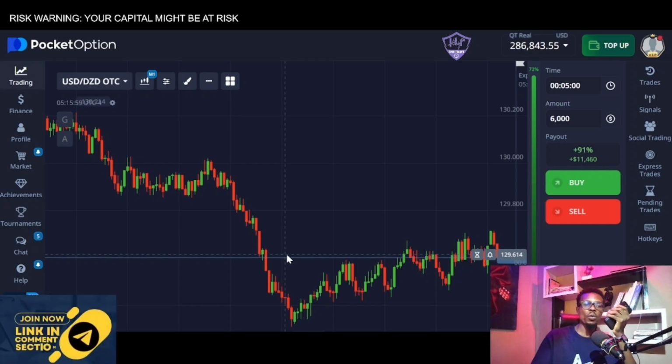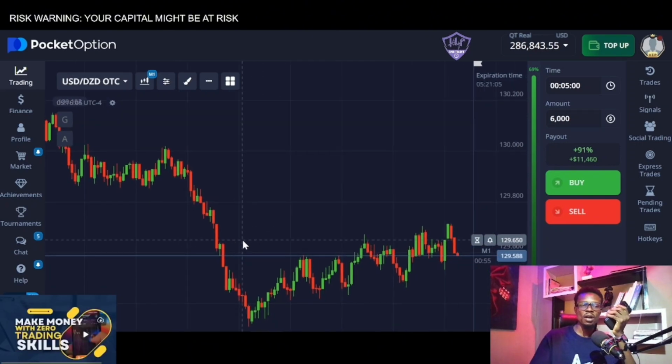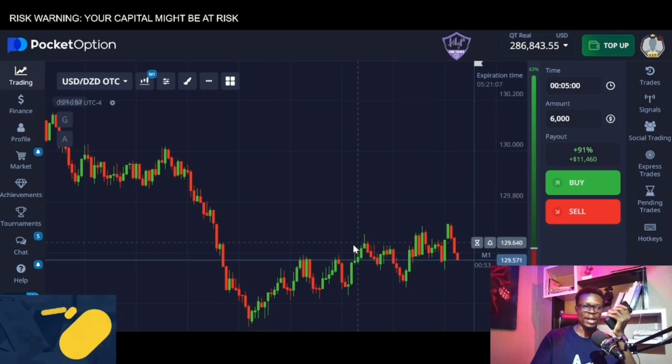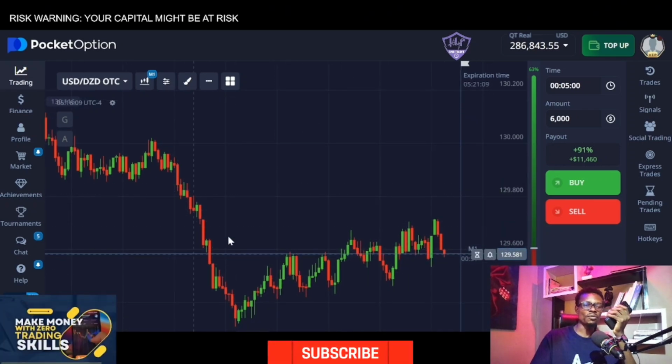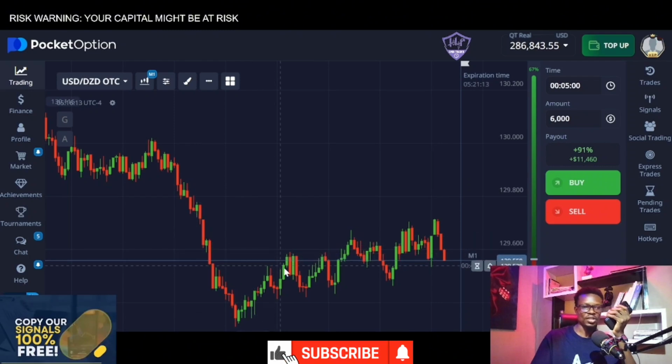Remember that when we trade the binary options market, we are taking advantage of the fastest move of the market. This is not forex. So when we place a trade, we want the price to move quickly. So we're having a good volume candle right here. It's a good signal that we can take advantage of as well.